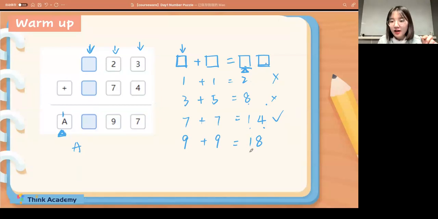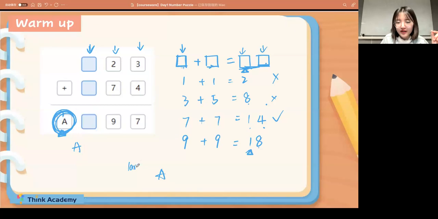So it means for here, for the A, the largest value will be 1. Because we cannot have a larger number for the 1-digit number. So the 2-digit number can only be 18. So the largest value for A will be 1. So if the largest value of A will be 1, question, can A be 0? Y for yes and N for no. Can A be 0?